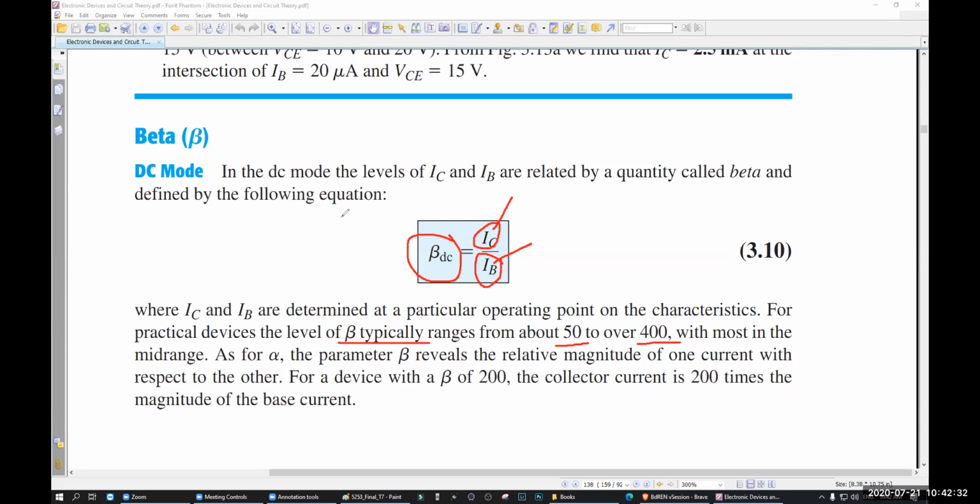So what do you mean by that? Remember, if the value of beta is 100, that means your IB is multiplied by 100. So if your IB is small, let's say 2 milliampere, so your IC will be 200 milliampere because that is multiplied by beta. Okay? Always remember.